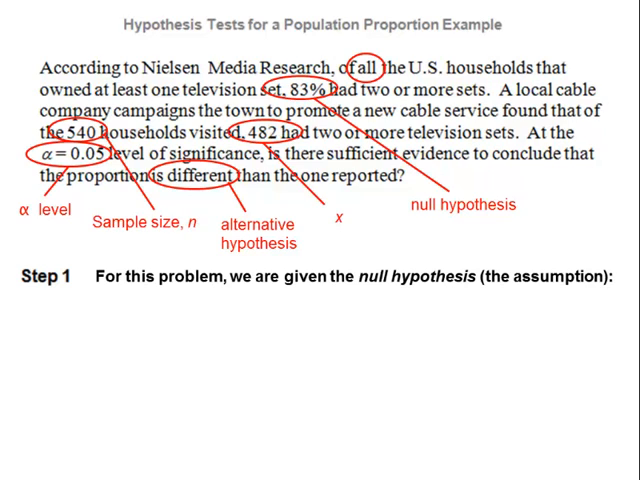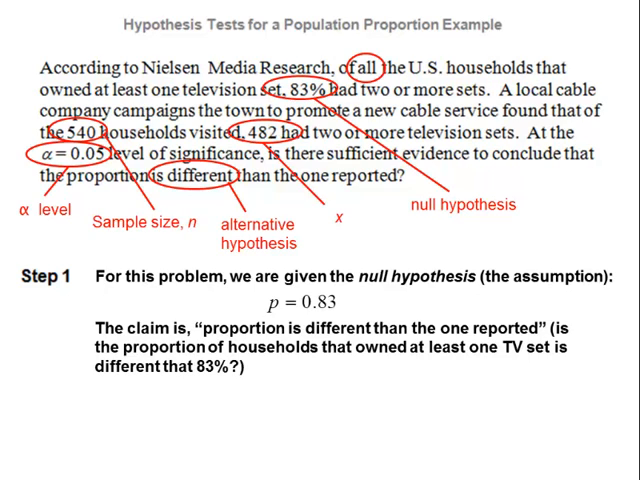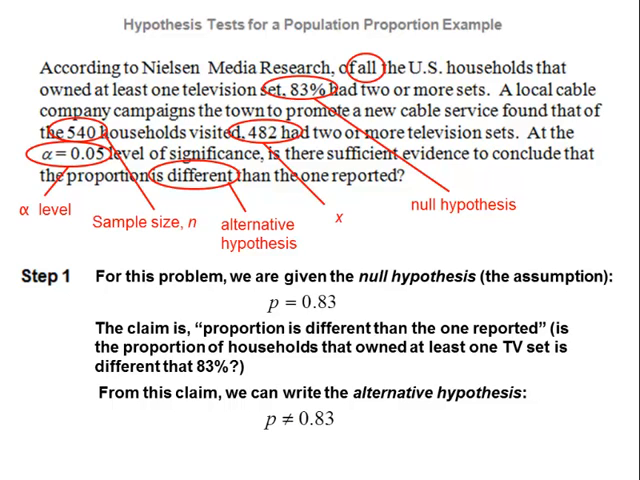Step number 1. For this example, we are given the null. P equals 0.83. The claim is the proportion is different than the one reported. Is the proportion of households that own at least one TV set different than 83%? So from this claim we can write the alternative. H1, p is not equal to 0.83. We don't care if it's less than or greater than, we just want to see is there a statistically significant difference. Step number 2, alpha level is 0.05.